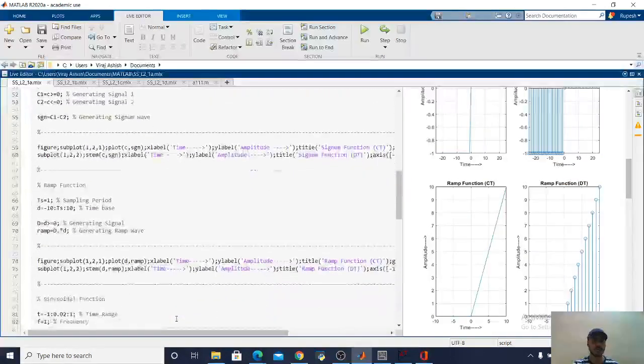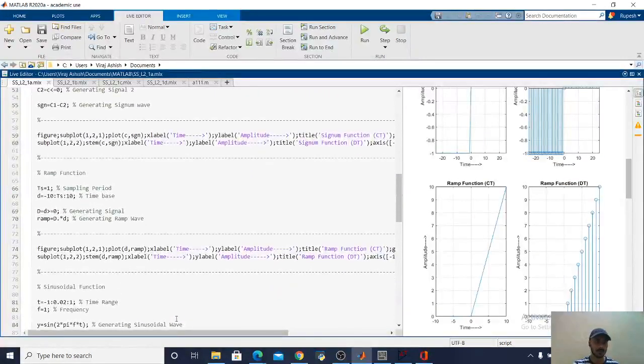Next one is the ramp function. The definition of the ramp function is that it will be 0 for t less than 0, and after that for t greater than 0 it will linearly increase with time.